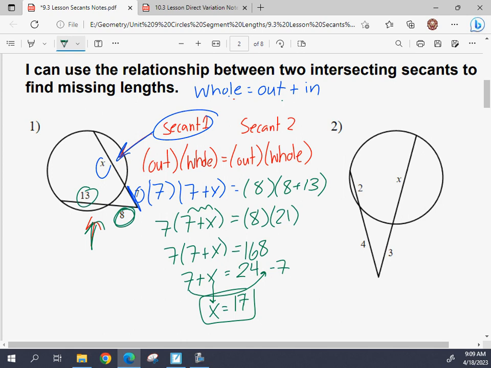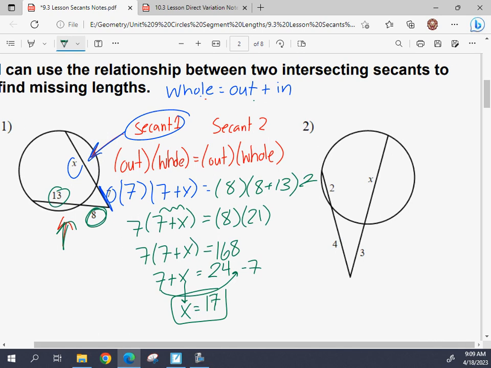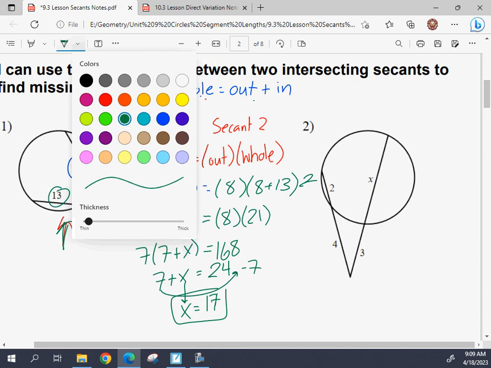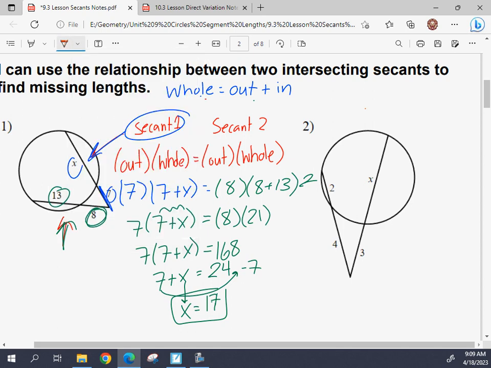So getting it set up, getting this equation here, that's the geometry. The rest of it is just being careful with our algebra and making sure we plug in the correct values and then solve correctly. So it's always good to, every time you do a problem, write the relationship. So we have outside times whole equals outside times whole. And so I'm going to look at this first secant. The outside piece is 4. That's how much of the secant is outside of the circle. The whole thing is my outside plus my inside, 4 plus 2.